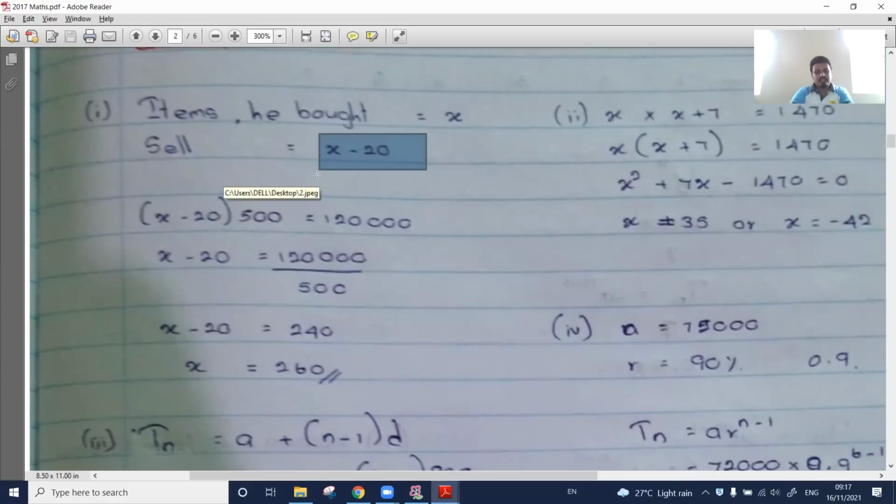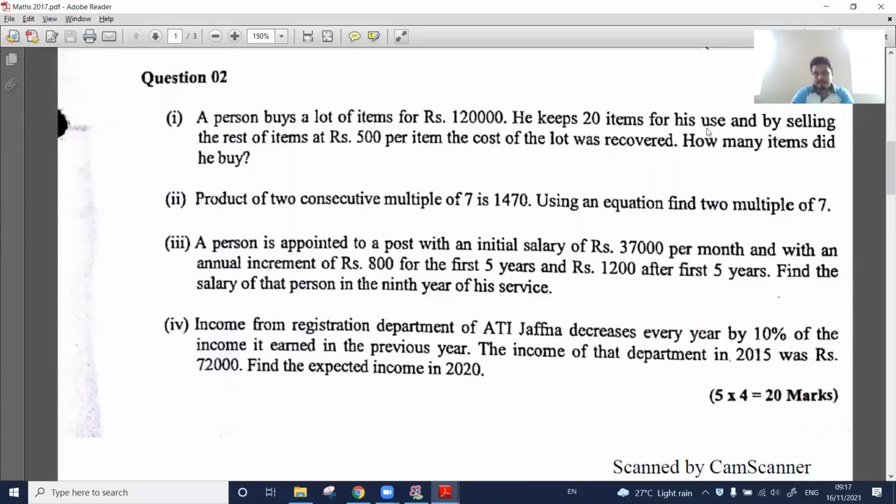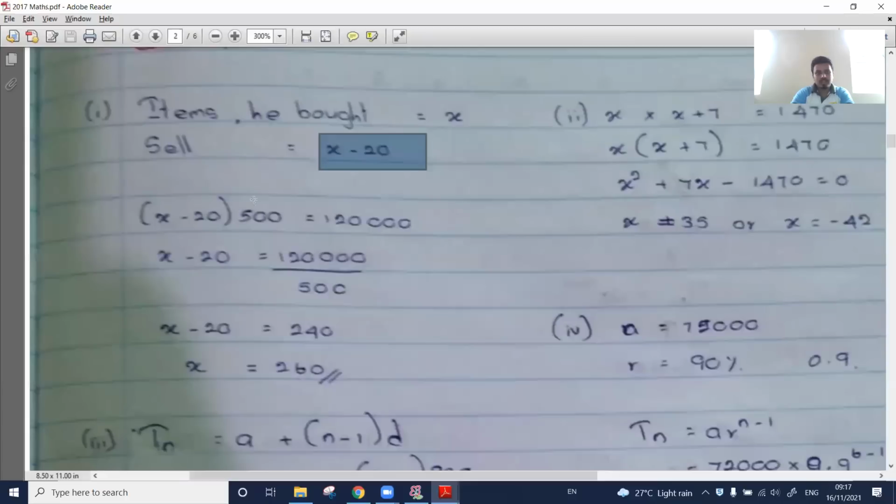So then what does it further say? By selling the remaining items at 5 rupees per item, the cost of the lot was recovered.